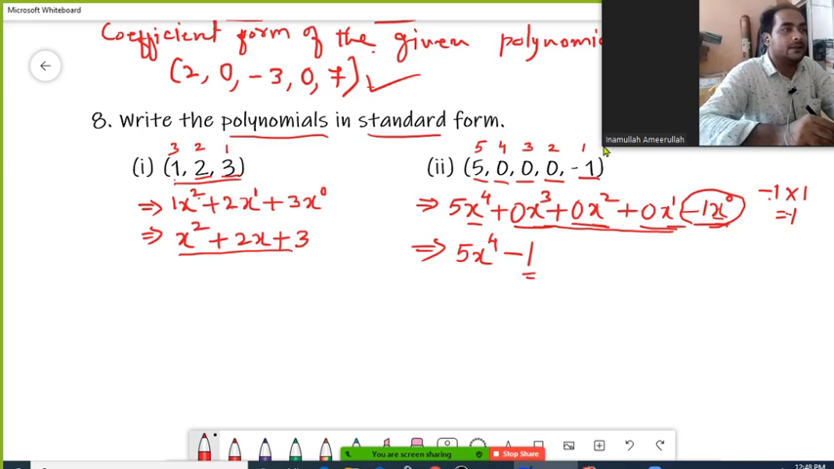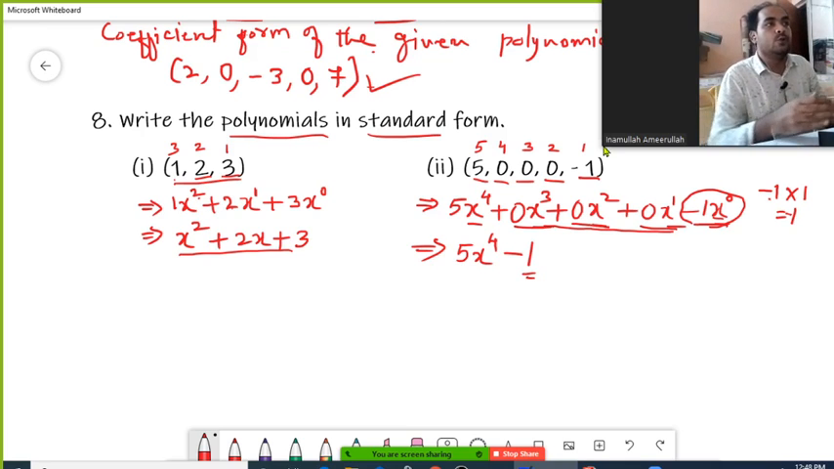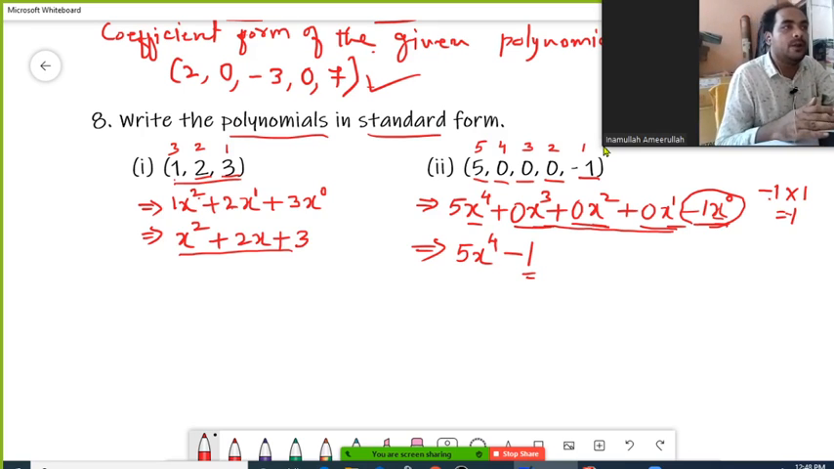Hope it is clear to everybody how to find out how to convert given polynomial into coefficient form of polynomial, and how to find out standard form of polynomial from the given coefficients.